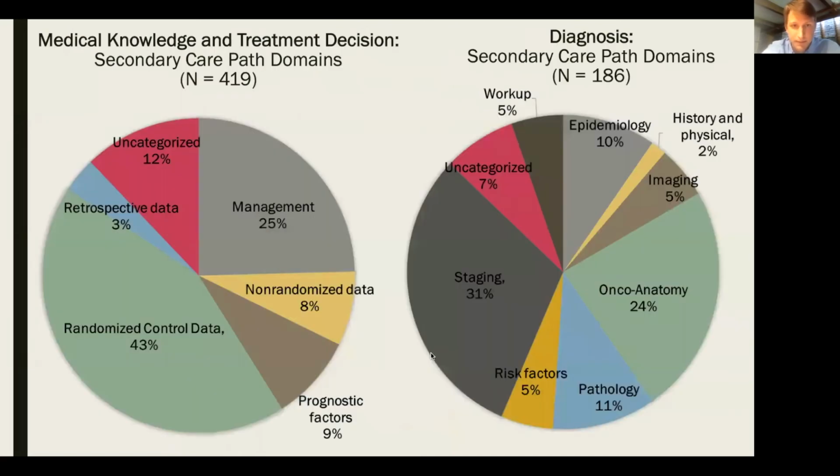When looking at the subcategories of the two most common primary care path domains, we can see that under medical knowledge and treatment decision, the most common type of question was derived from randomized control data. So 43% of questions were generated from those types of studies. And in terms of diagnosis, secondary care path domains, you can see that most questions were asking about staging, or what we're calling oncoanatomy, which concerns patterns of spread, or questions relating to what would happen if a tumor presented in this area of the body.